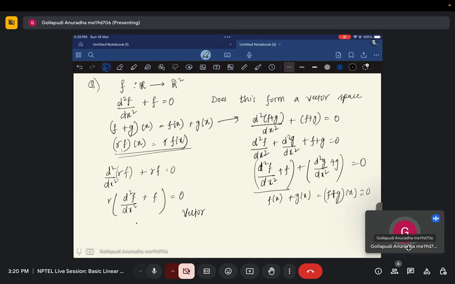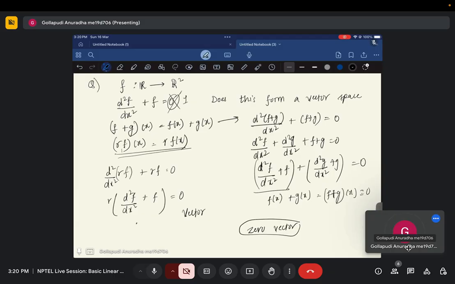So if I change the question slightly, saying that this is not 0, this is 1, for example, then it is not a vector space because the zero function is not there. So zero vector is not there, so it's not going to be a vector space. And even if you check the addition and multiplication, even that won't be satisfied.